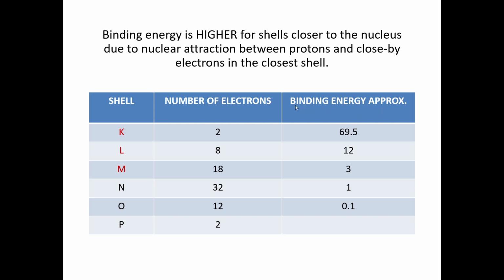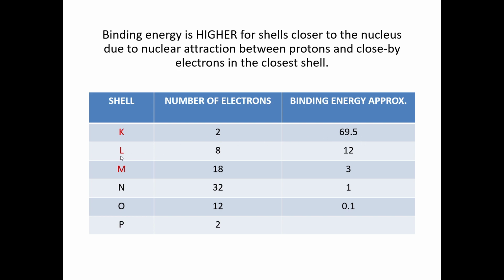Now we're actually quantifying binding energy here by saying how many, and these are kilo electron volts, not something you'll need to worry about right now. But the closer we are to the nucleus, so moving down from our outer shells, P, O, N, M, L, K, so that K is the inner shell, the one closest to the nucleus, only has 2 electrons, but they have an extremely high binding energy relative to the others.